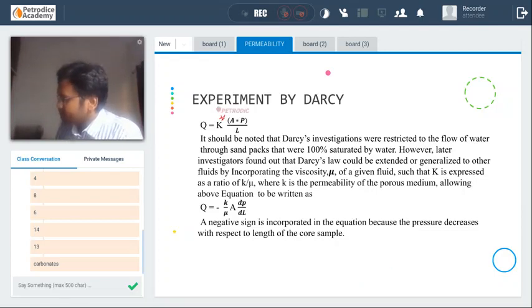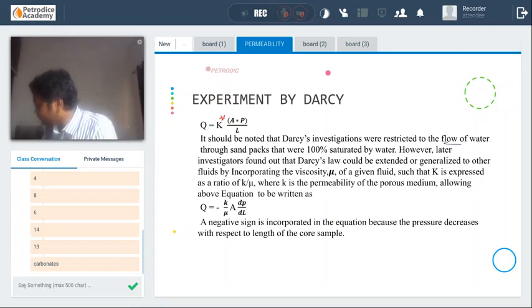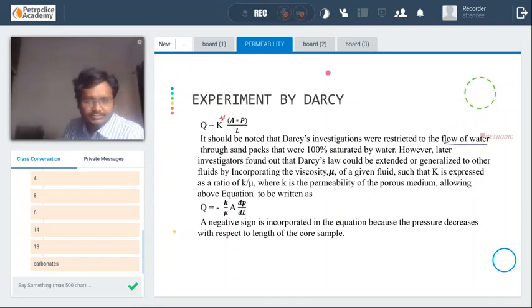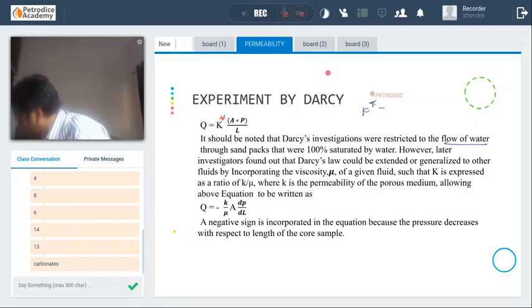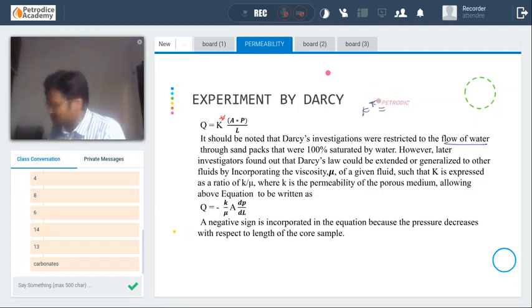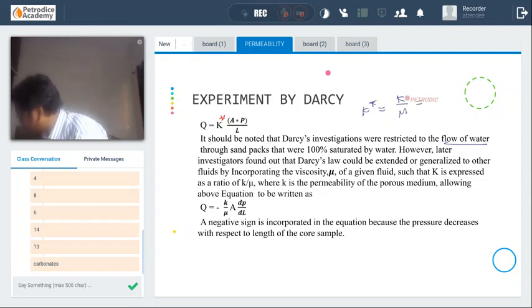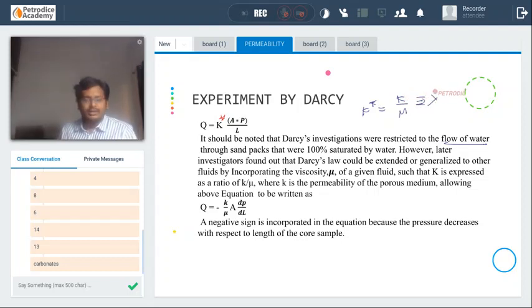He defined the term K star. You need to remember that this particular investigation by Henry Darcy was highly restricted to the flow of water. He used only water through the sandbags, and those sandbags were 100% saturated with water only. He defined K star, which is equal to the actual permeability of the rock, K by mu, also known as mobility.